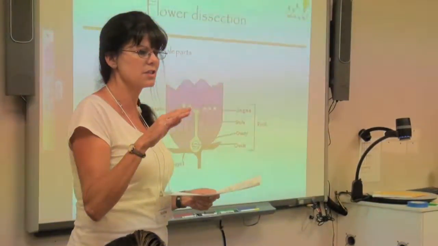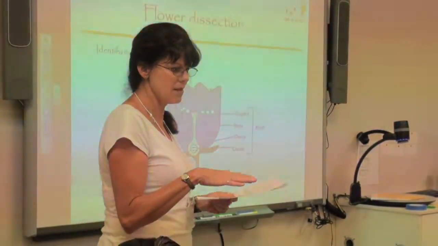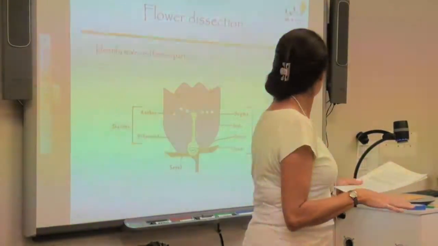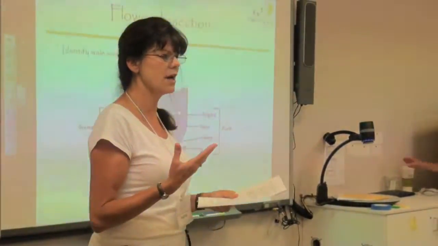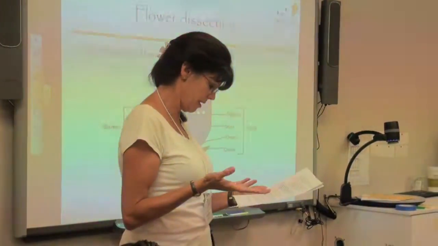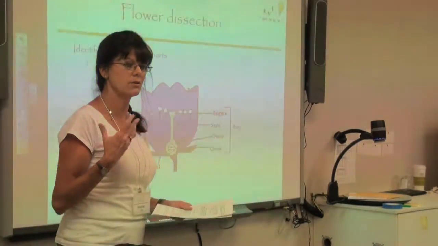If you want, you can flatten out your flower the best you can so you can see the parts, and then maybe from there finish labeling at some point. But I want you to think, as you have been drawing your flower and labeling the male and female parts, does this help you think about how a flower reproduces?